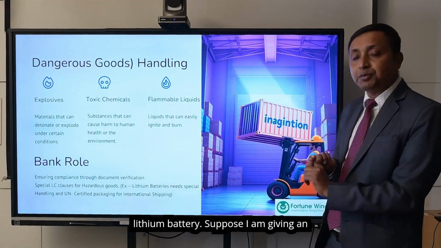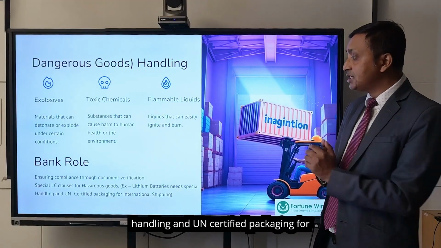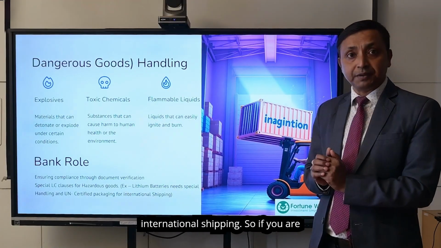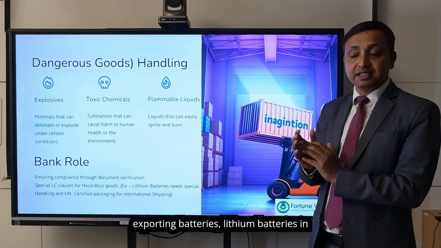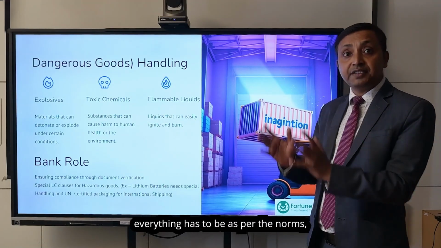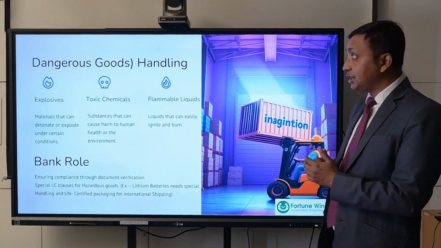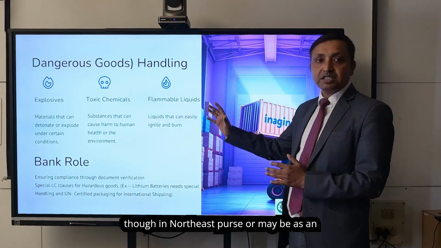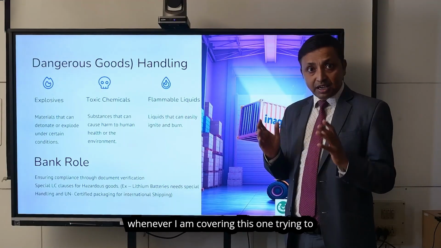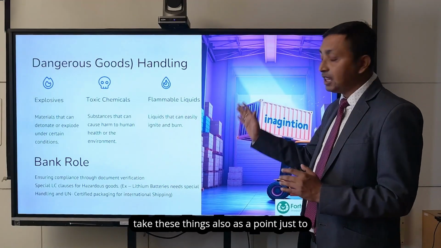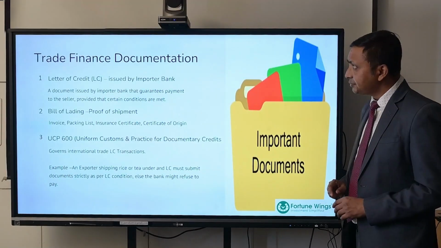Example, lithium battery. Suppose I'm giving an example. Lithium batteries need special handling and UN certified packaging for international shipping. So if you are exporting lithium batteries, your packaging and everything has to be as per the international UN norms. Though in the Northeast per se, or as an entrepreneur, these are not important, whenever I'm covering this, I'm trying to take these things also as a point, just to keep in mind.